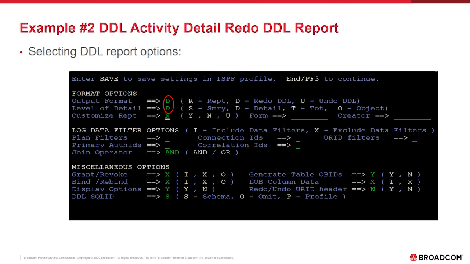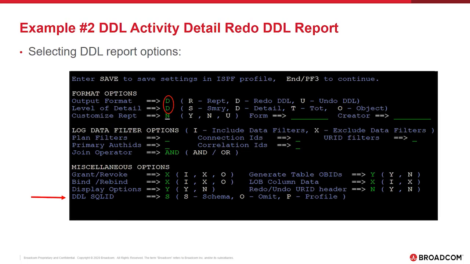For that, we need to yet again start with the select output format and level of detail. To address our requirement, we select D for both. That will generate both the details and the DDL statements. DDL SQLID is again set to S, which means it will use the schema from the logs.